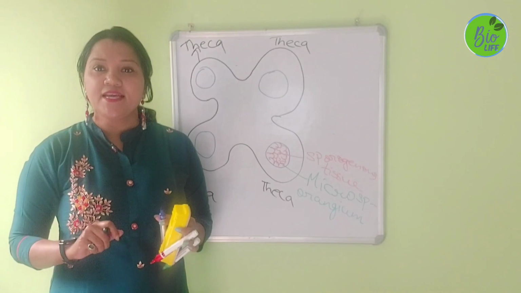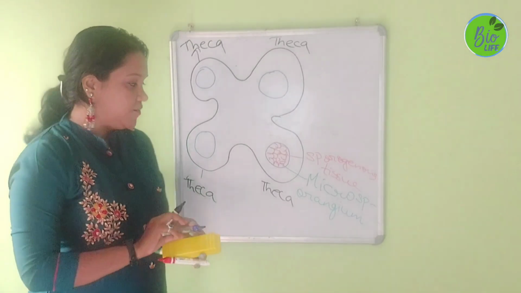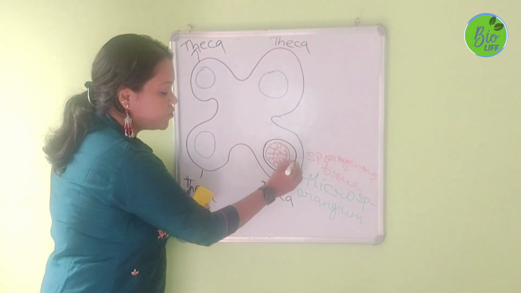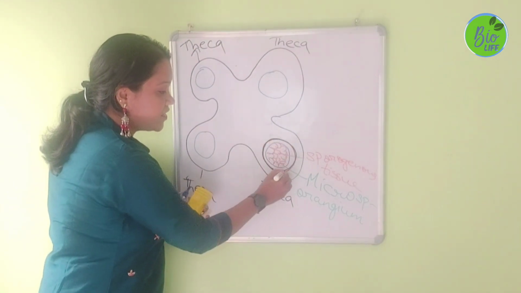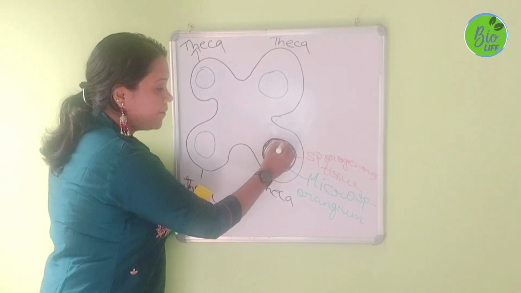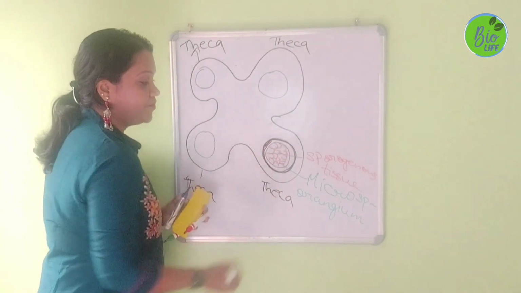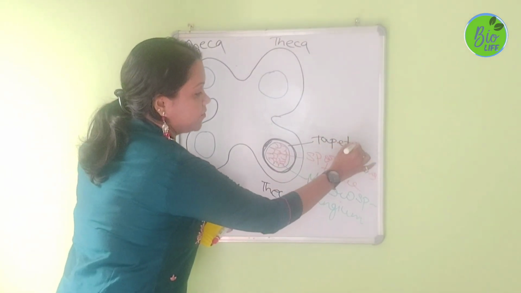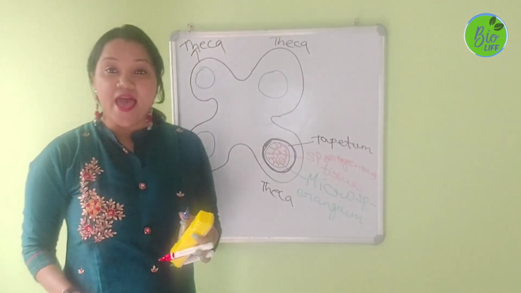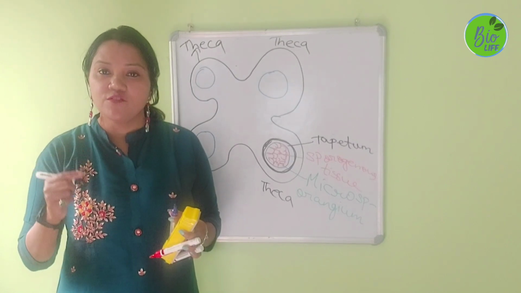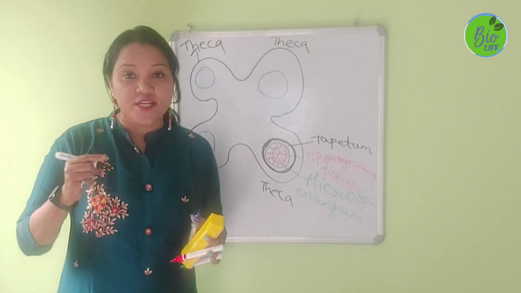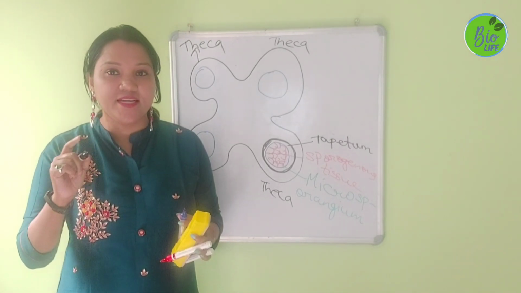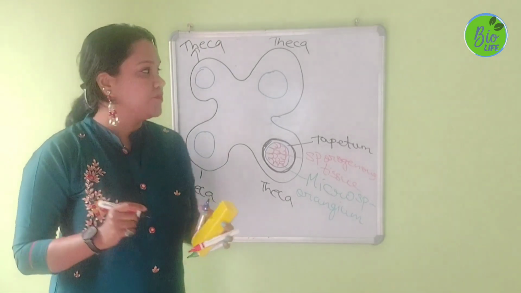The immediate layer of that microsporangium is called tapetum. As it is the immediate layer of the microsporangium, its function is to provide nourishment.